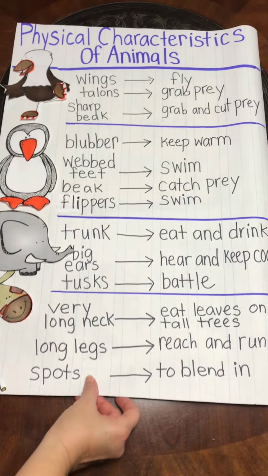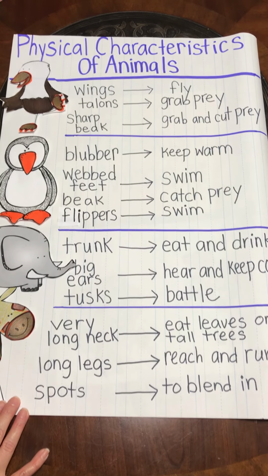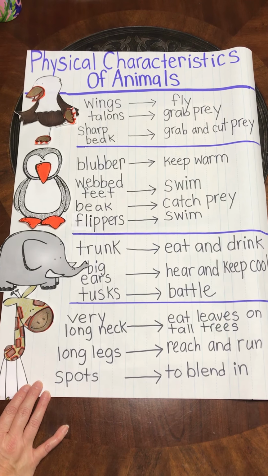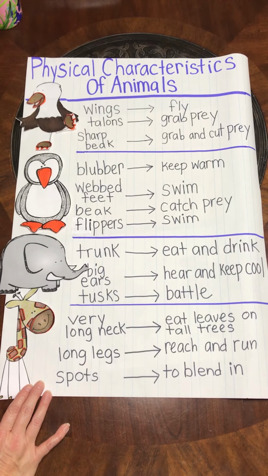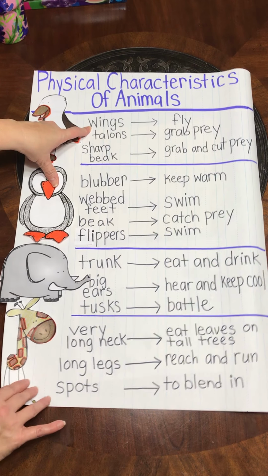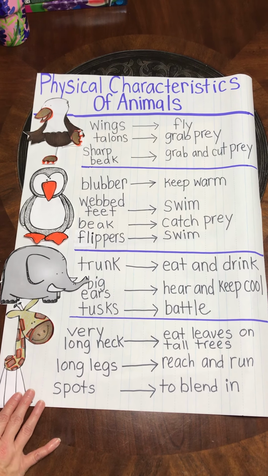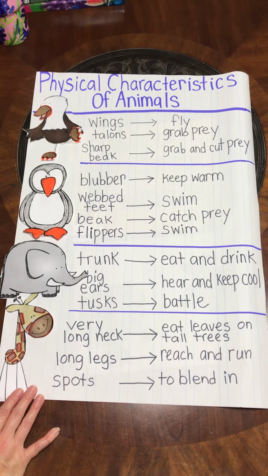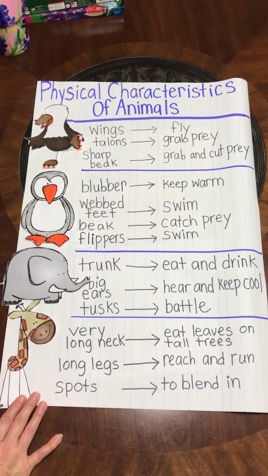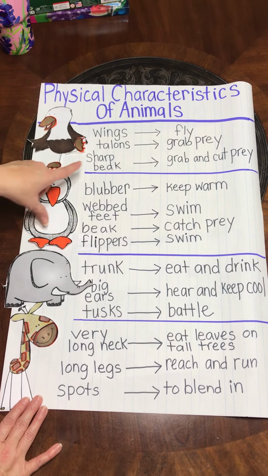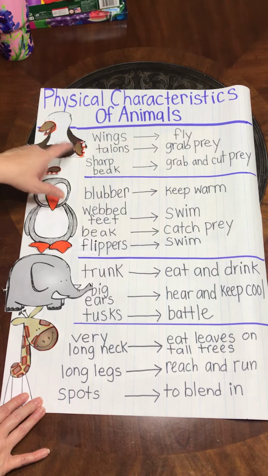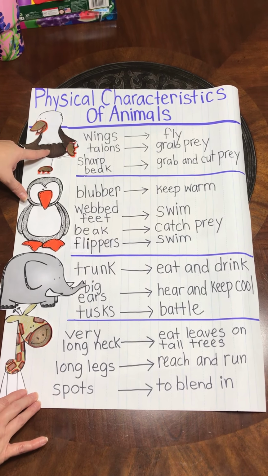Let's look at some animals, and we're going to be looking again at their physical characteristics. Let's look at the eagle first. Now, look at the body parts of the eagle. We have its wings. What are the wings used for? They use their wings to fly. The talons on an eagle are used to grab prey. The sharp beak on the eagle is used to grab and cut its prey. Of course, that is helping the eagle to be able to eat its food. So all of these body parts help the eagle to meet its basic needs.